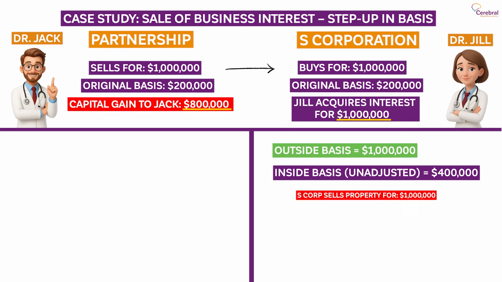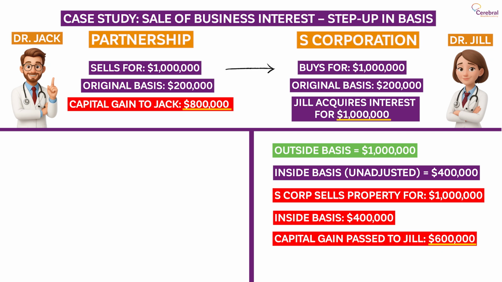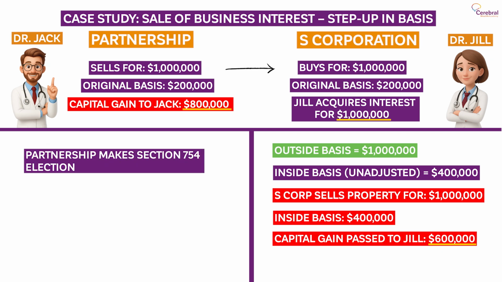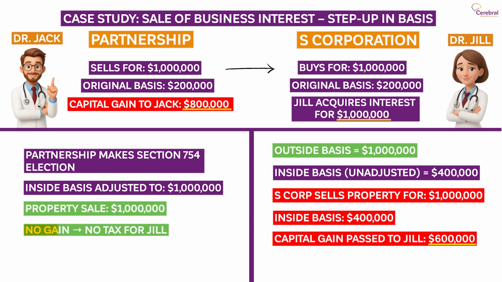Suppose now that the S Corp sells the assets to a third party, again for $1 million. It would have to recognize the capital gain of $1 million minus $400,000, which is $600,000, which will be passed through to Jill. As a result, Jill will be liable for capital gains tax on $600,000. In similar circumstances, a partnership has the option to make a Section 754 election. This allows not just the outside basis, but the inside basis to be stepped up to $1 million when Jack sells to Jill. So when the property is sold to a third party for $1 million, there's no capital gain and Jill will not be saddled with a capital gains tax.